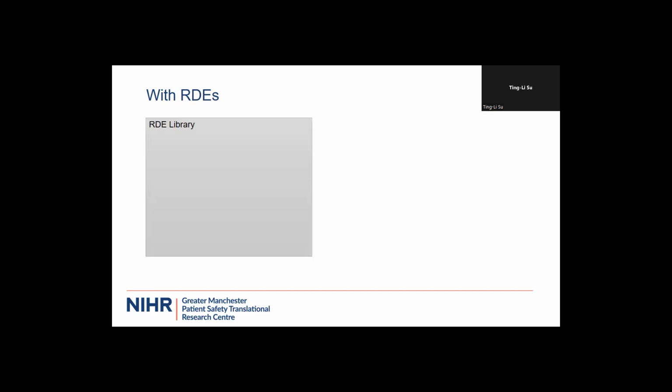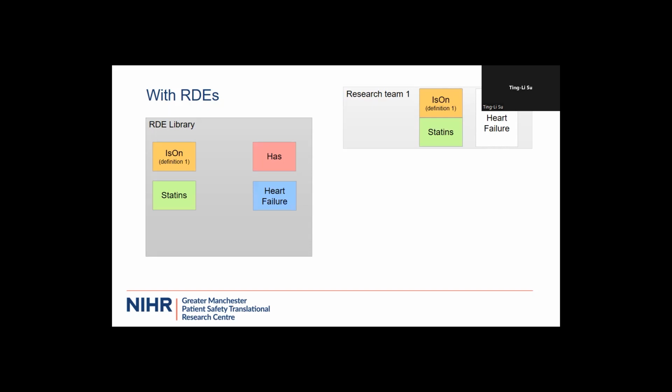Now, in the wonderful world where you've got people like myself with the RDE model, we can have this common library of things. When the first team comes along, and these examples are the same from the previous slide, is the person on statins? Have they got heart failure? We can work with the research team to decide what they mean by "is on". We come up with our little yellow box, which means whether someone is on a medication, and then a code list of all the statins, and we give it to research team 1. We then come up with a definition of what "has" means, because "has" is going to apply to all sorts of conditions. We come up with a code set for heart failure, and then we give it to them.